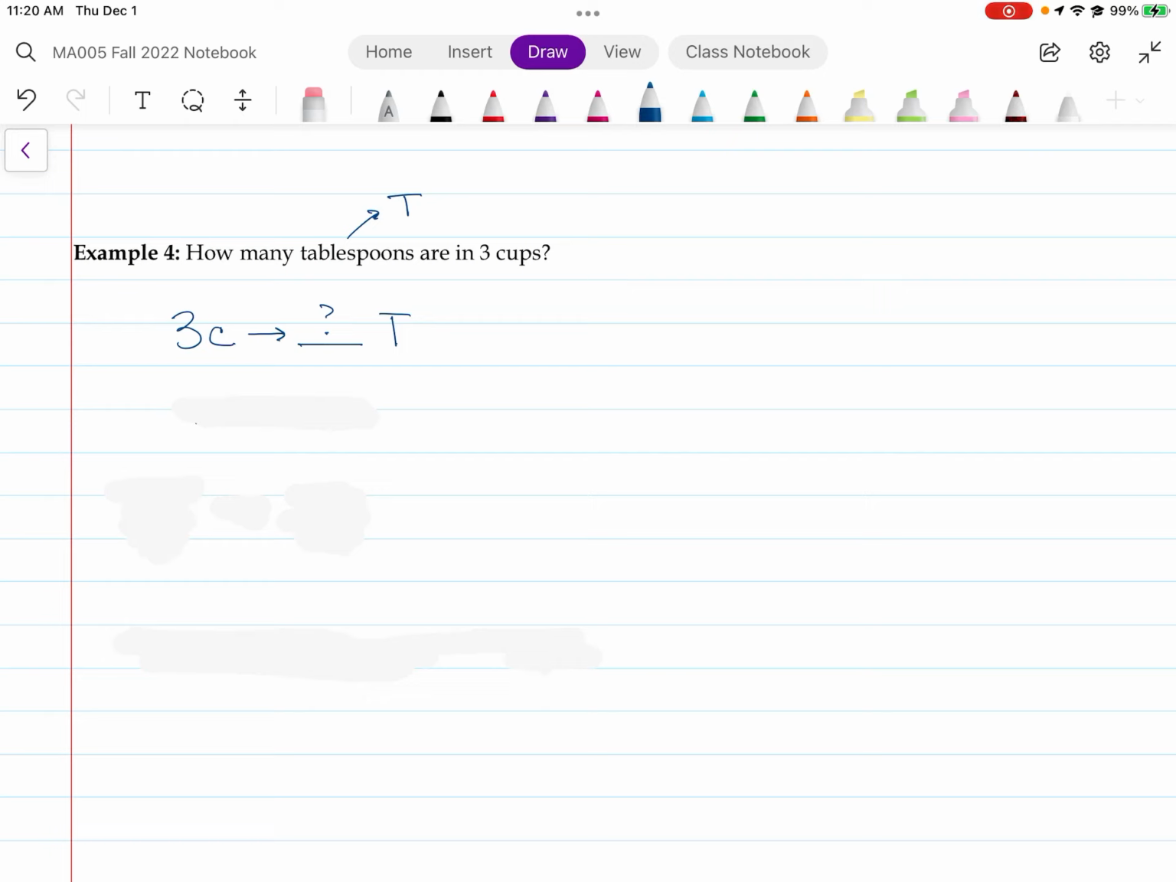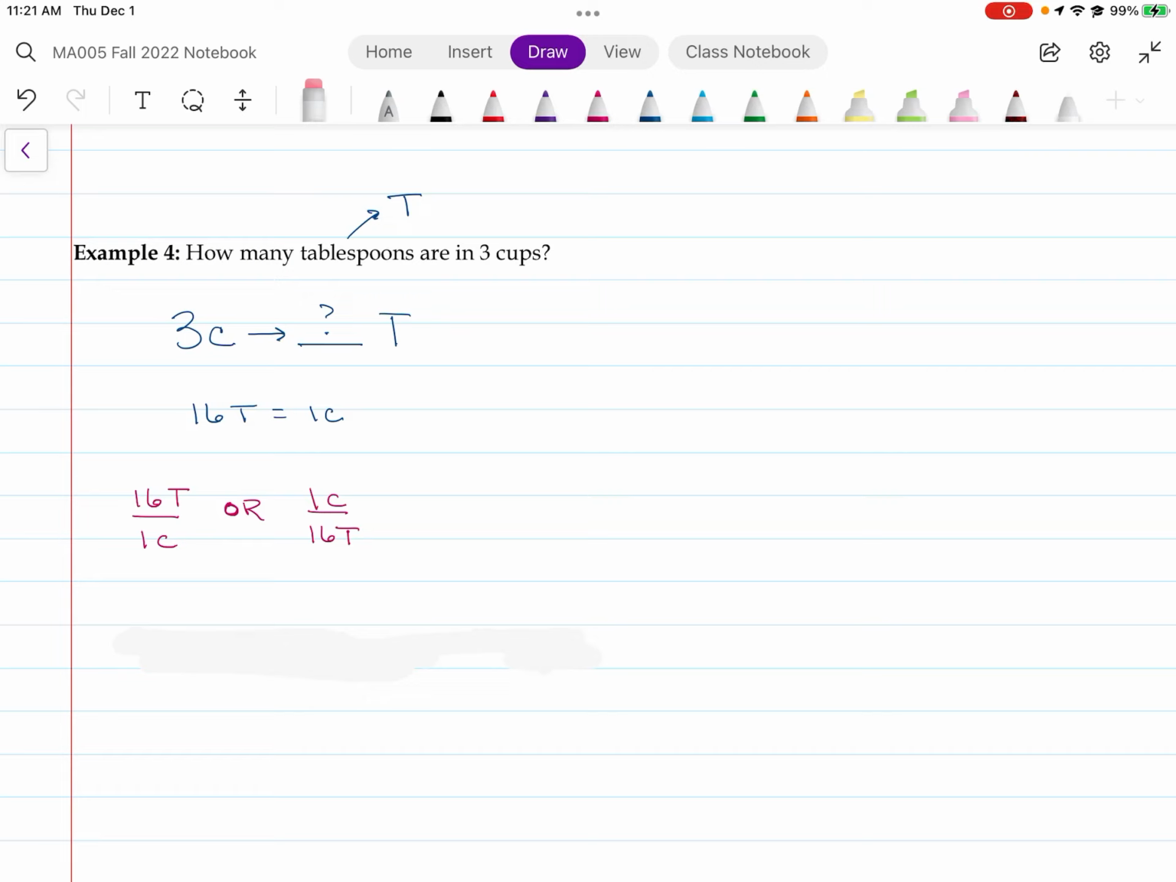All right, so what is our conversion factor? If you look at the sheet that I have in my class, it is 16 tablespoons per 1 cup. And C is cups. So we've got our two conversion factors to choose from. We've got 16 tablespoons per cup, or I've got 1 cup per 16 tablespoons. So which one do we use?